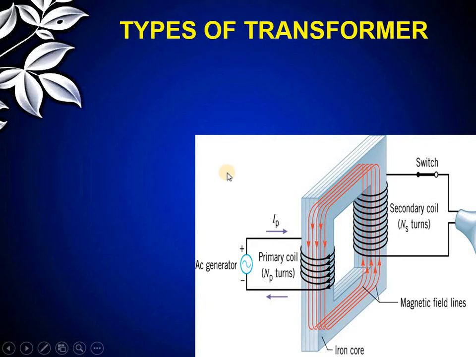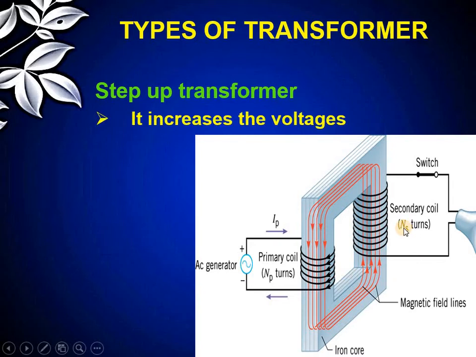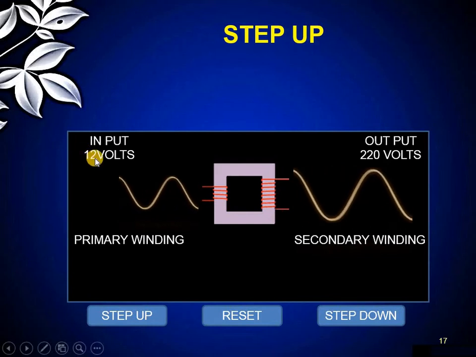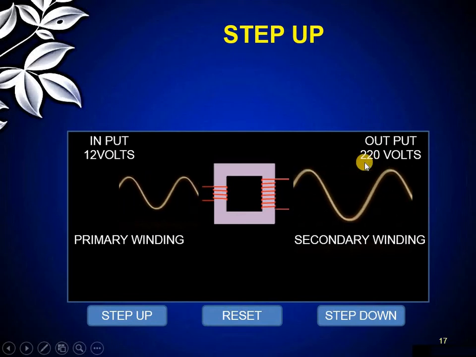We can see a step up transformer, because there are a few turns in our primary and a large number of turns in the secondary. It increases the voltage. It's a step up from primary to secondary. We give 12 volts at the input, and at the output we will get 220 volts.